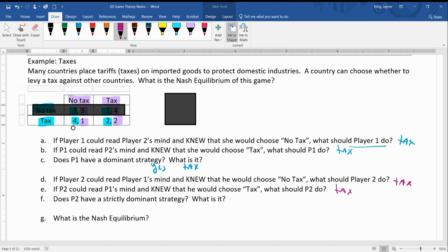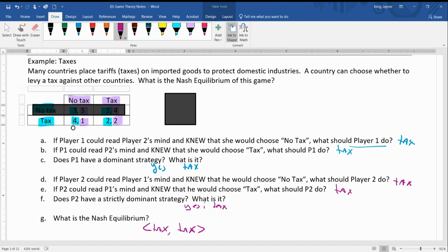So do they have a strictly dominant strategy? Again, yes. And that strategy is that they should choose to tax. So then my Nash equilibrium for this whole table would be that player 1 chooses to tax, and then player 2 also chooses to tax. All right, and that's your Nash equilibrium found using dominant strategies.